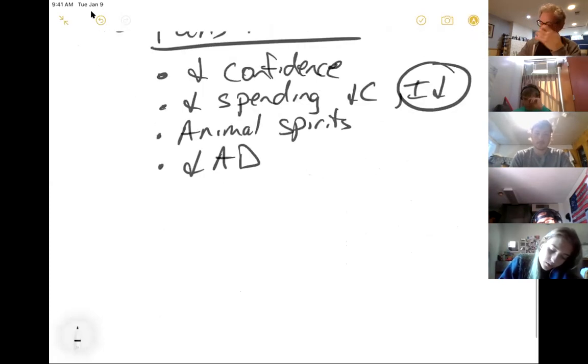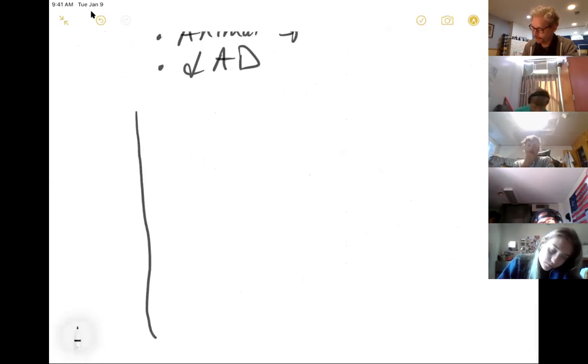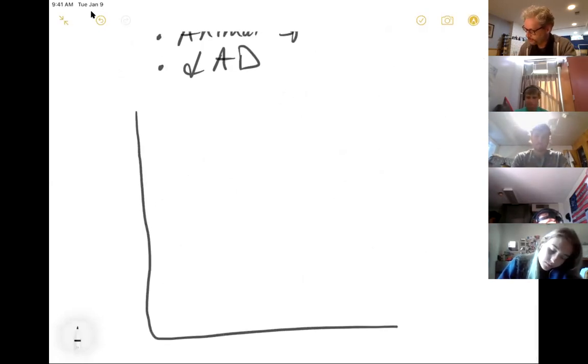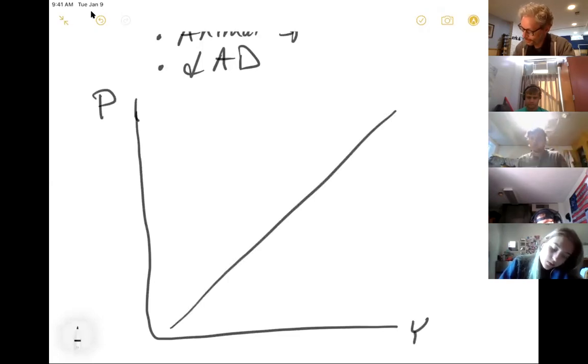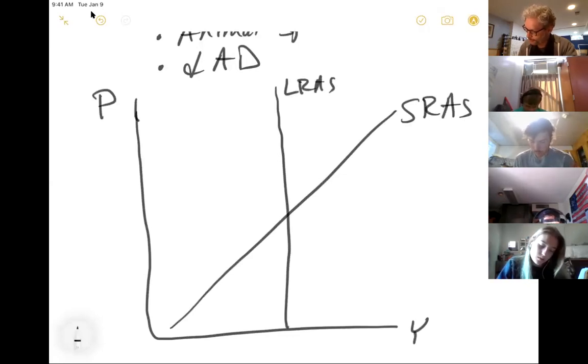So let's think about how this works in our aggregate demand, aggregate supply model. And here, I apologize. This is where having a board would be really nice, because it would give me a little bit more room to write. Make your graph on your notes pretty big, because this is going to be a little bit more complicated. We're going to have a number of things going on here.